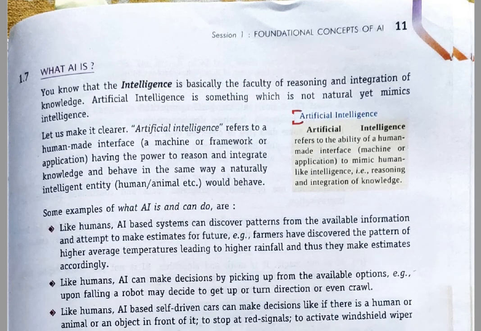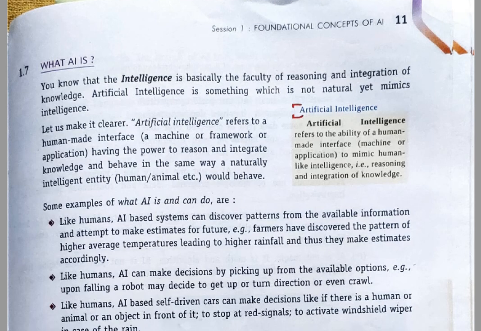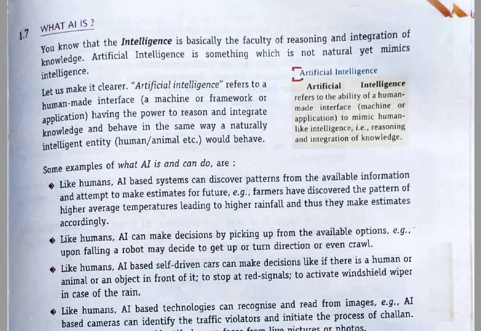Now we come to a very important part of this session number 1, that is, what is AI? After understanding the concept of intelligence, we come to artificial intelligence. Artificial intelligence refers to the ability of a human made interface. It should be human made; it can be a machine, or it can be an application, that is called an app, to mimic human like intelligence. So the ability of a human made interface to mimic human like intelligence is called artificial intelligence.